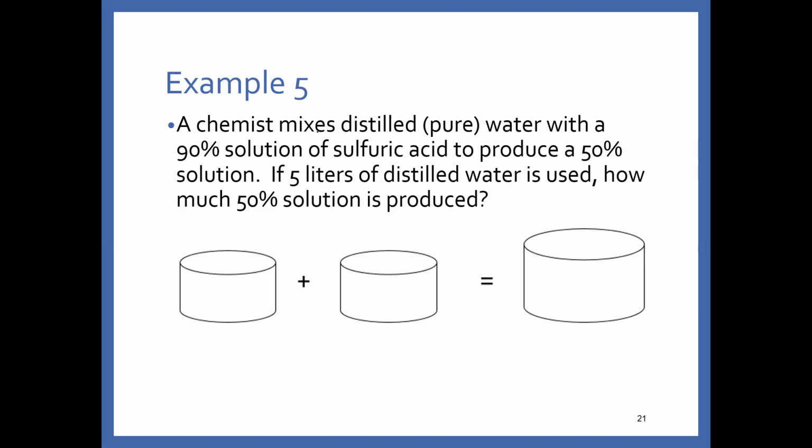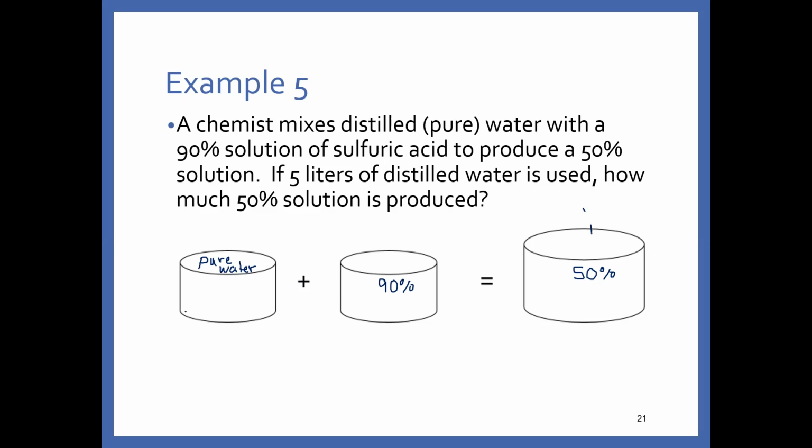So it tells me a chemist mixes distilled or pure water. So this first container is my pure water container with a 90% solution of sulfuric acid. So mixes it with 90% acid to produce a 50% solution. So this goal out here is to get 50%. So really this is a dilution. It was very strong and we're diluting it with this pure water.